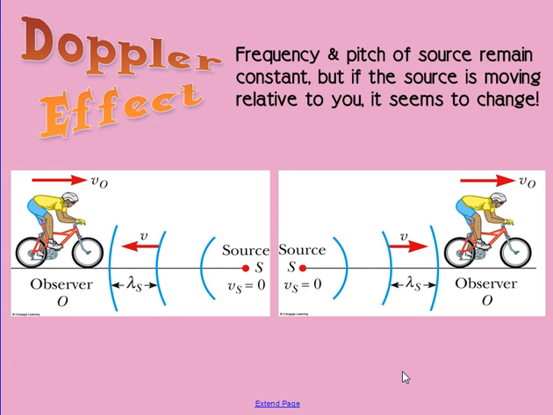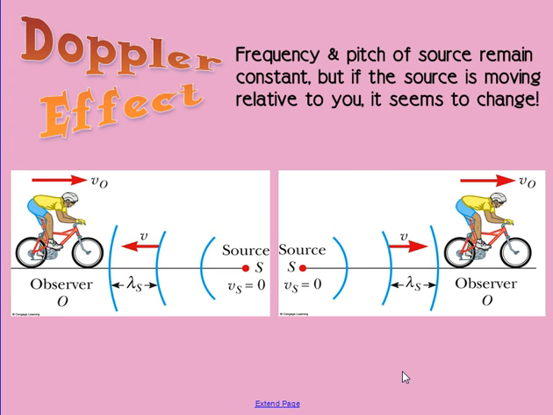Let's take a look at the picture on the right now. The observer is moving away from the sound source. Because he's moving away, he's going to experience those wave fronts less frequently, because they're going to have to catch up with him. And so the frequency of the sound he hears is lower.